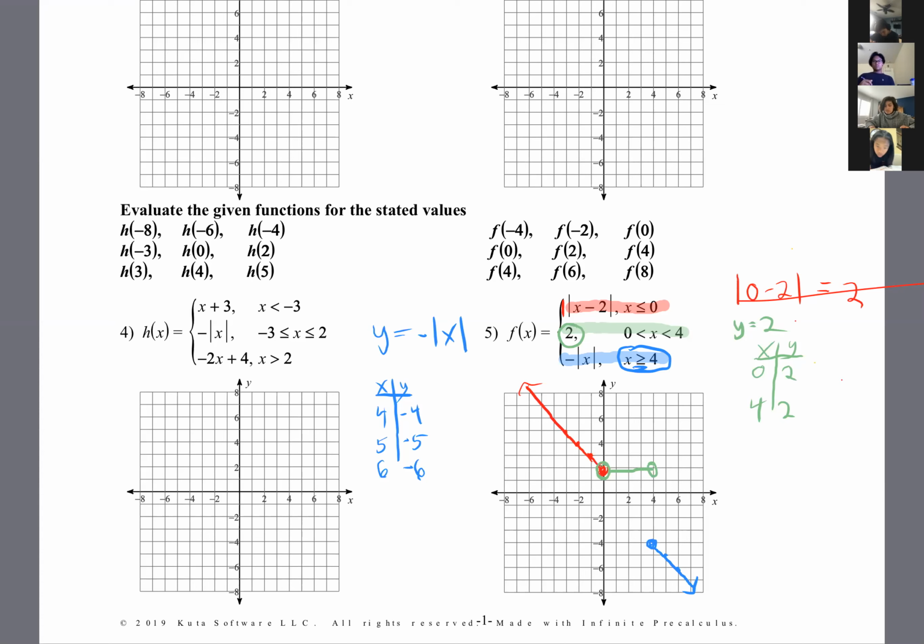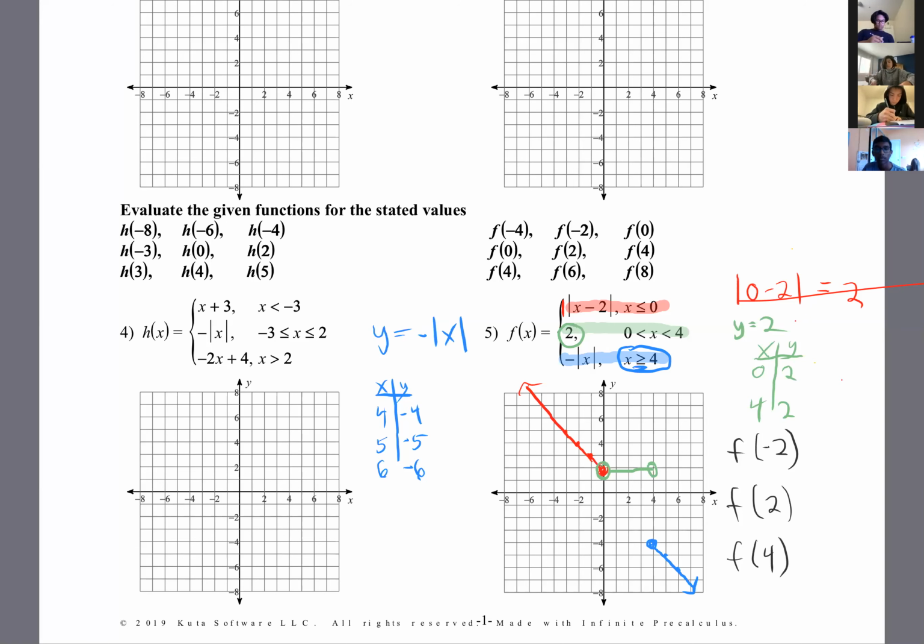I'll do a couple of test points. Let me change the color. I'm going to use black. If you want to find f of -2, I'm just making up an example. Let's say these problems were given to you: find f of -2, f of 2, and f of 4. These would be problems given to you on the test based on this piecewise function.